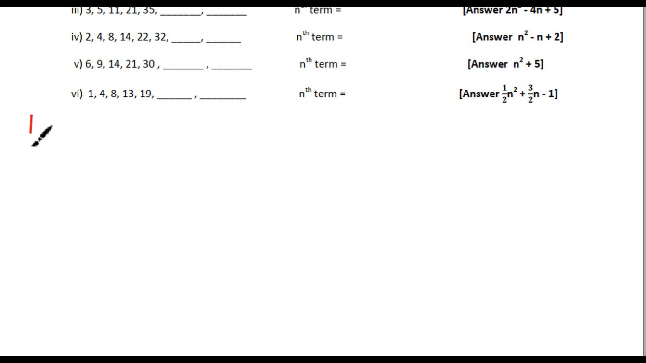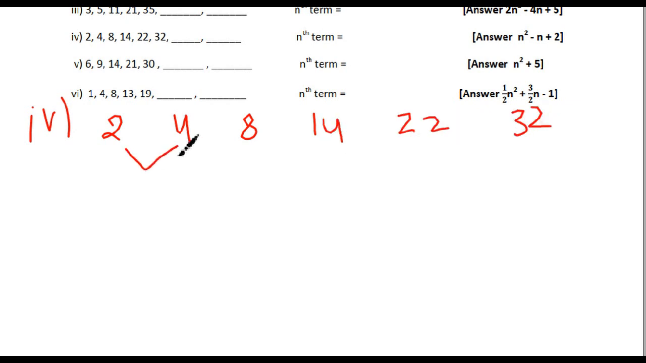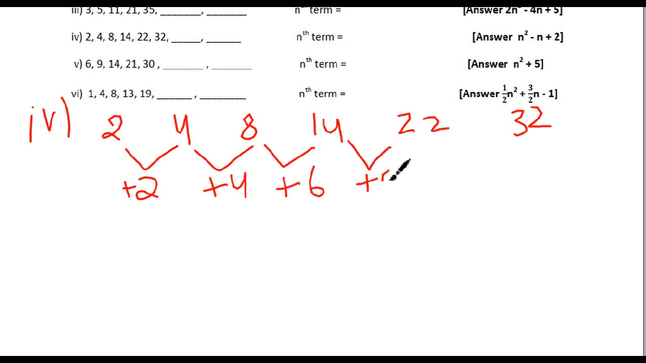Okay, next I'm going to do part 4 right here. We have 2, then 4, then 8, then 14, then 22, then 32. How is 2 changing into 4? By adding 2. How is 4 changing into 8? Plus 4, then plus 6, then plus 8, then plus 10. So for the next number we add 12 to 32.